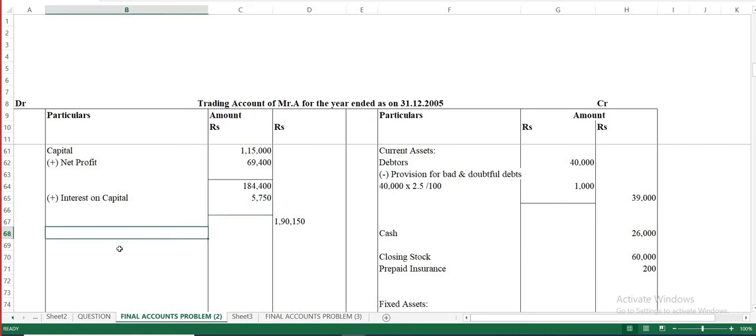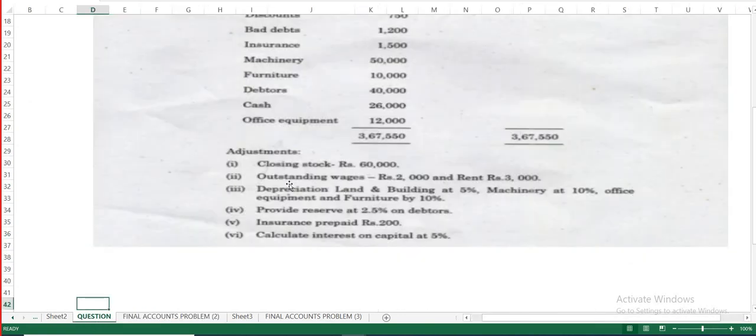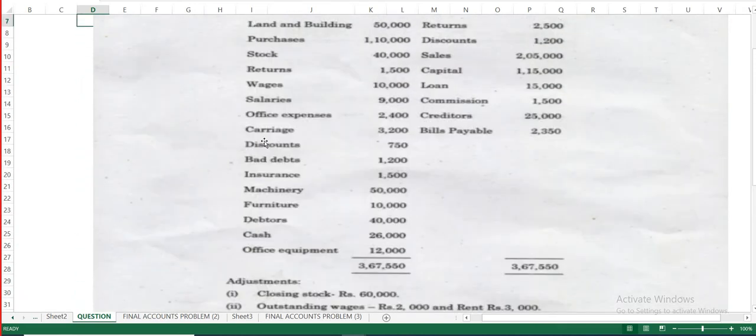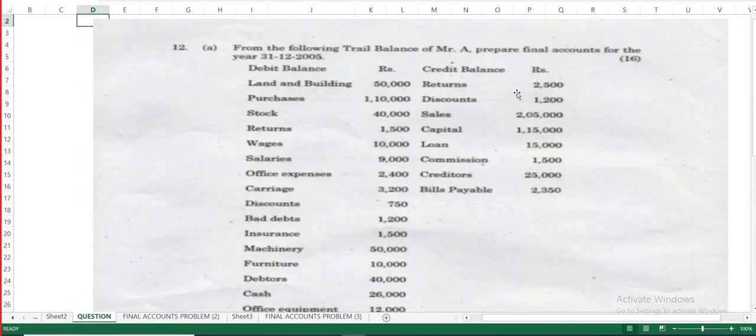So then what else you have to enter? You just look at the question. Outstanding wages, rent, everything, current liabilities, under that it will come. Other than that, you just take out the credit balances of your trial balance. No need to go for the debit balances, you just leave them. Credit balances, you just take out. Bills payable we have to enter, that is 2,350. Creditors 25,000, loan 15,000. All those things we have to enter.